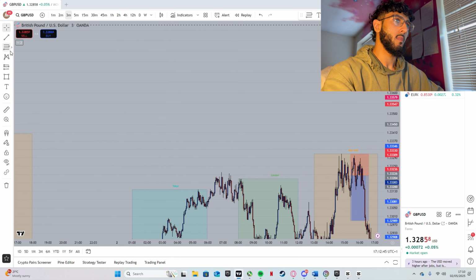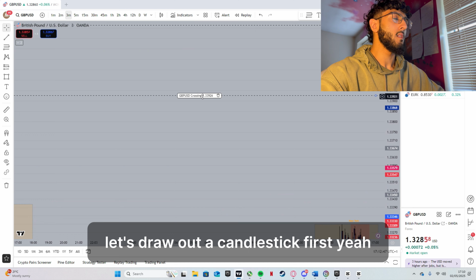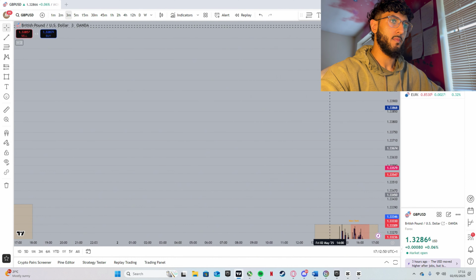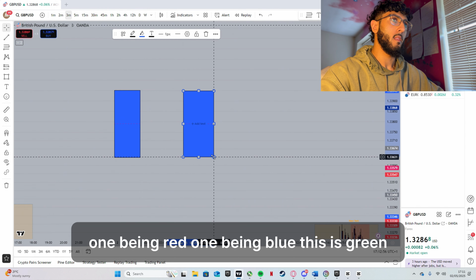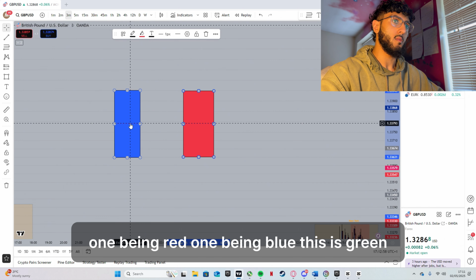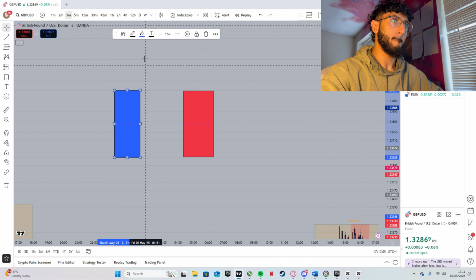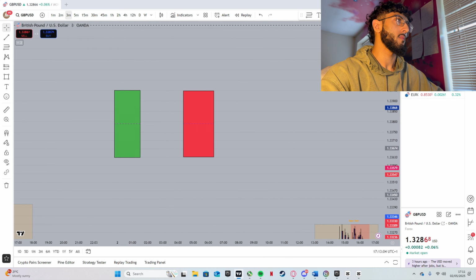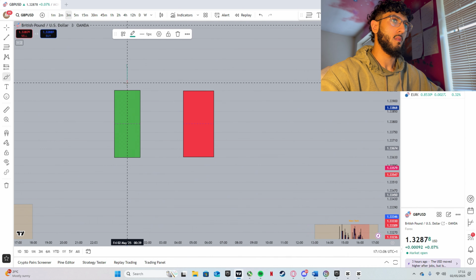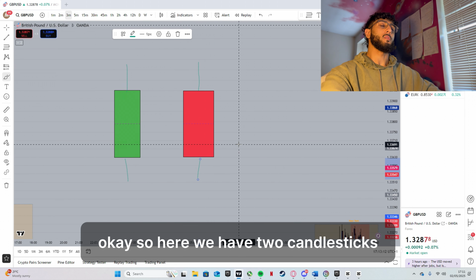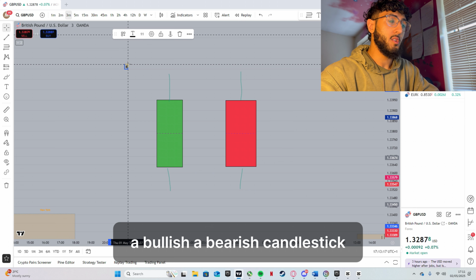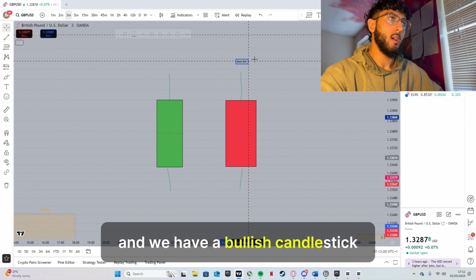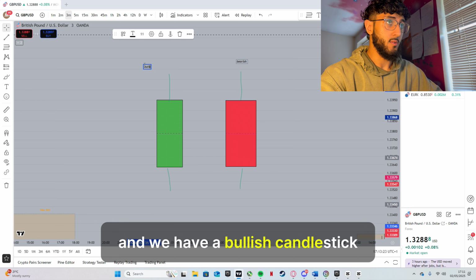Okay, let's get rid of this. Let's draw out a candlestick first. Yeah, 2 candlesticks. Boom, boom. One being red, one being blue. Oh, this is green. Okay, so here we have 2 candlesticks. We have a bearish candlestick, and we have a bullish candlestick.